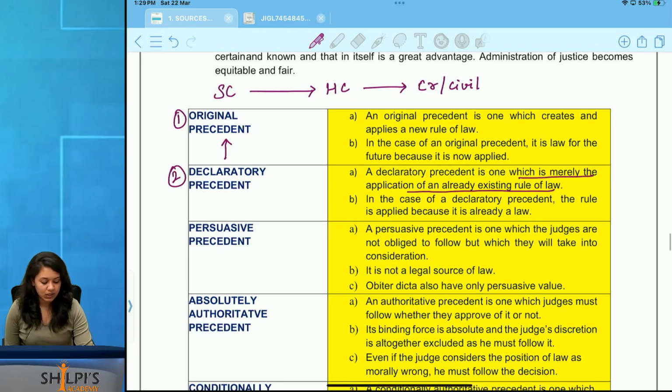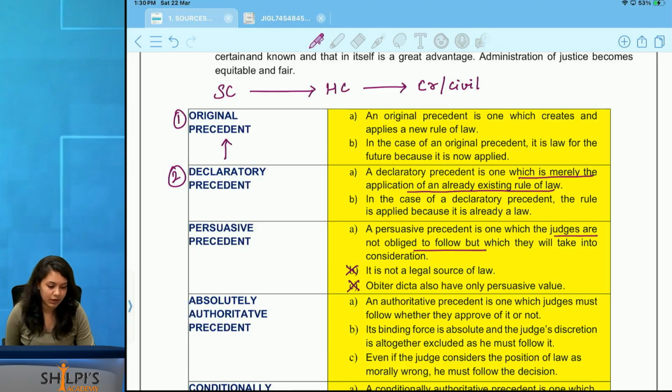Persuasive precedents are applicable only in the following cases. Or what are persuasive precedents? That is, they merely have persuasive value, and the judges are not obliged to follow it as a law, but they will take it into consideration. So this is not a proper source of law, and obiter dicta only has a persuasive value.